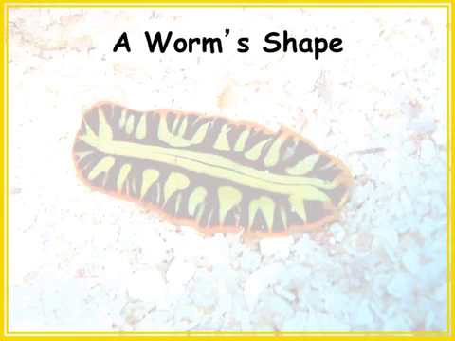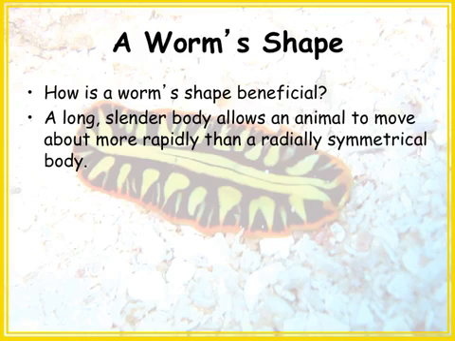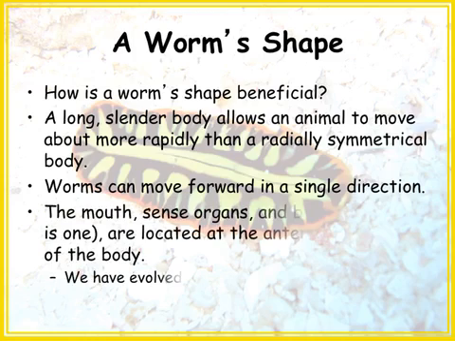First of all, they're a worm with a flattened shape. How is a worm's shape beneficial? A worm's long, slender body allows an animal to move about more rapidly than a radially symmetrical body. Worms can move forward in a single direction. They have a head, which we'll talk about in just a second, and that head can point them in a direction and they go there.